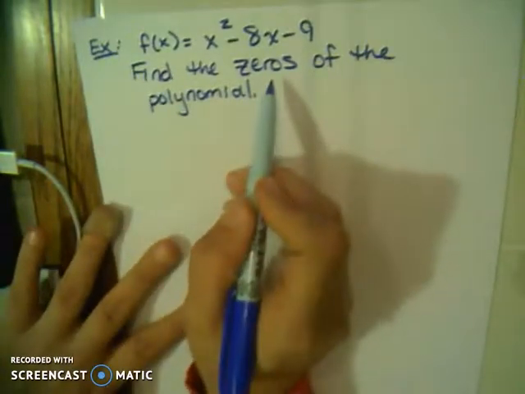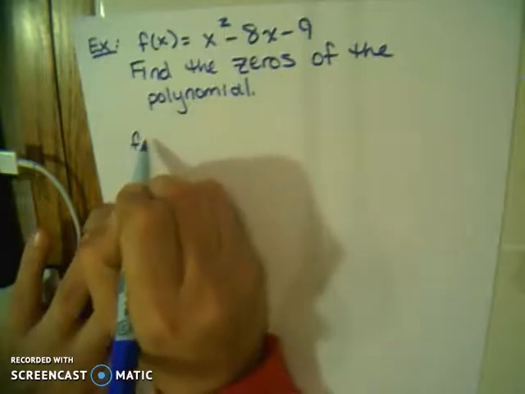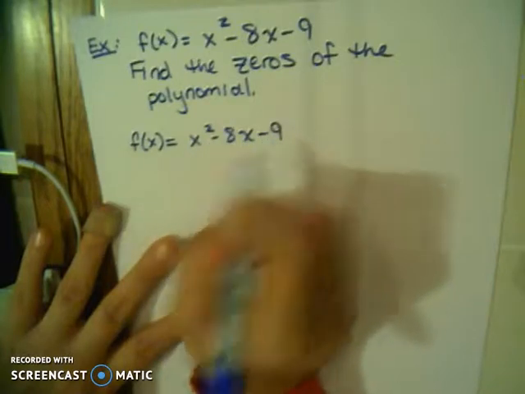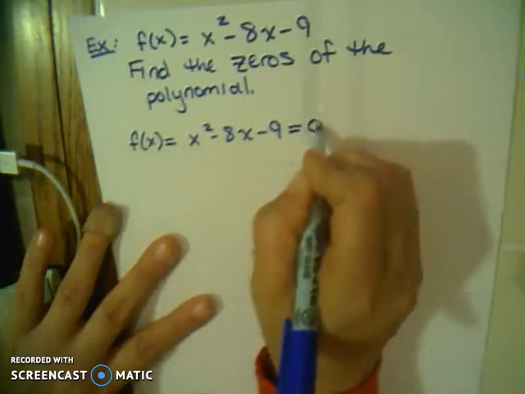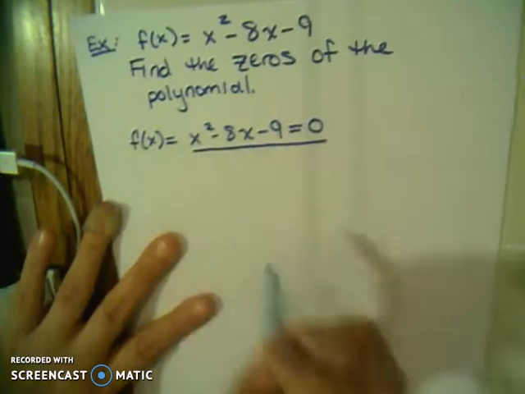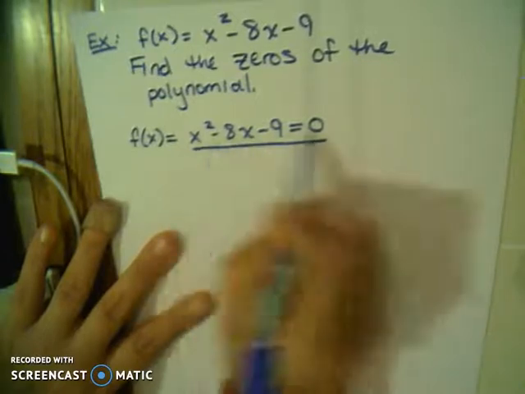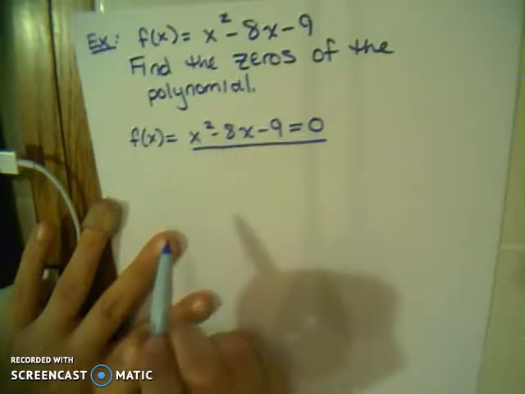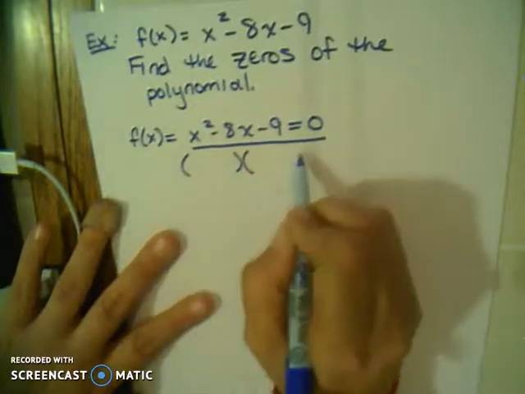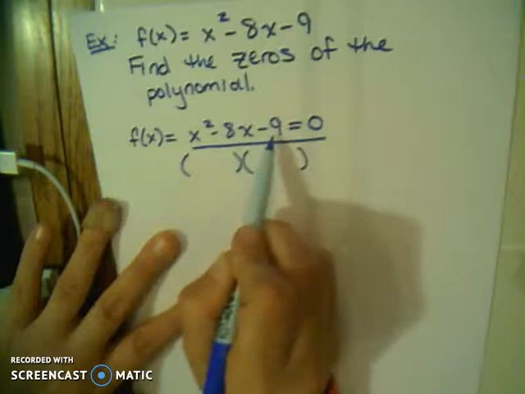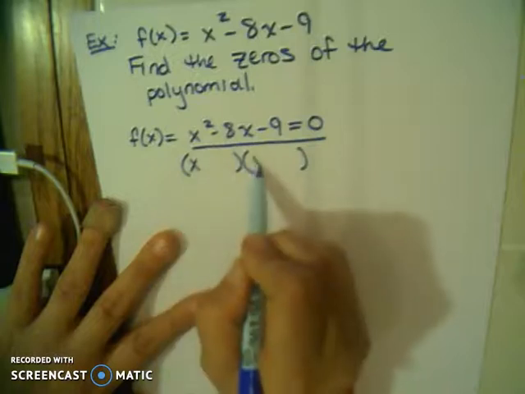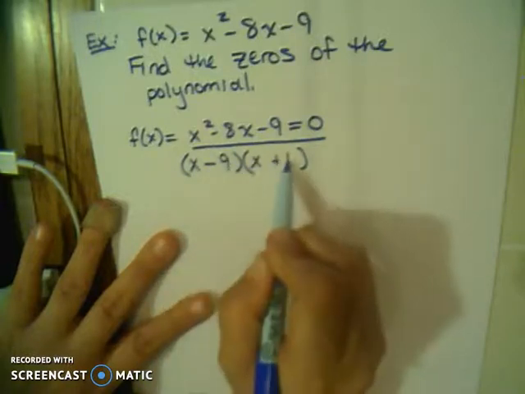So the zeros are anything that make your function equal 0. It doesn't mean plug 0 into the function. It means what makes it equal 0. So really they're asking us to solve this equation. Since it's a quadratic and I recognize how to factor it, we could do it by finding the factors. So when we factor this, we're looking for two numbers that multiply to be -9, but add to be -8. So it's going to be a -9 and a +1.